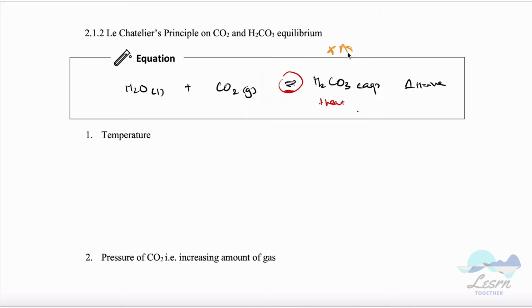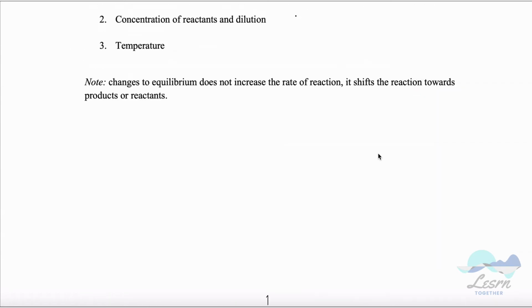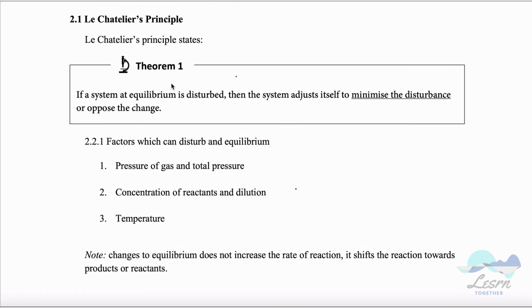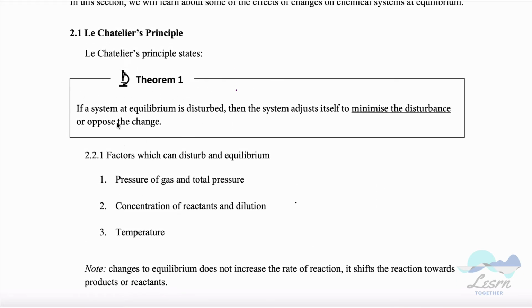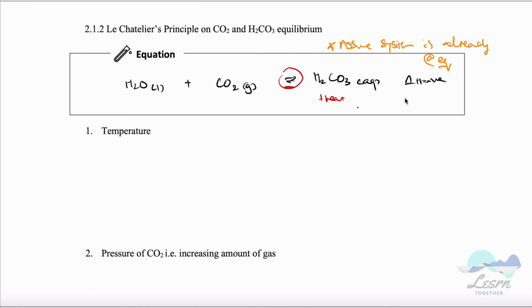So assume the system is already at equilibrium, right? And why do we have to do that? Well, if we go back up here and look at Le Chatelier's principle, it says that the system has to first be at equilibrium, then we disturb it, and then we see what happens, right? So the system at the start has to be at equilibrium. That's why we're assuming it's already at equilibrium.